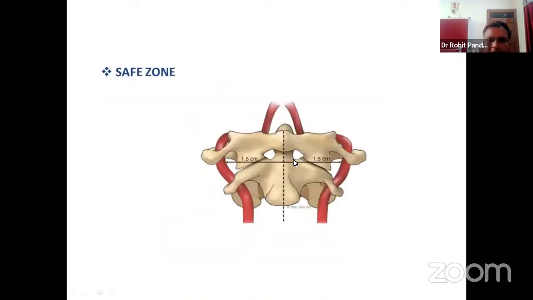So this was considered a safe zone for the resection, because the vertebral artery lies 1.5 centimeter away from the midline. So on either side of the midline, a 3 centimeter bone area could be resected. And usually the superior part of the anterior arch was left because that served as a guide for the posterior fixation.